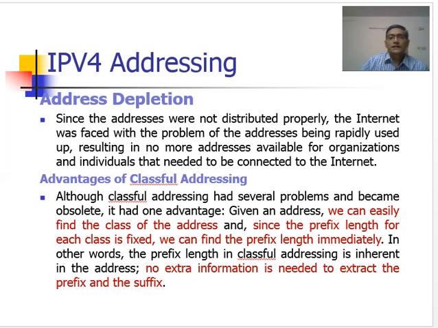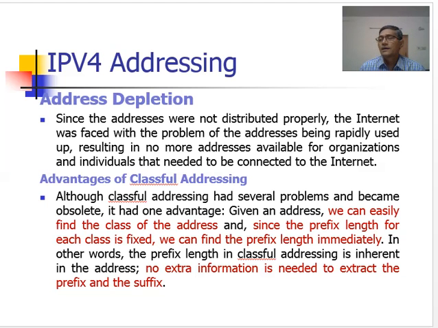Now, when the internet was initially started, many organizations rapidly requested addresses, and the address distribution was not proper. So the addresses were exhausted. Many organizations requested, and the distribution was improper. So when a new organization requires an IP address, it was not available. This we call address depletion. No more addresses are available for organizations. So we need to avoid this address depletion problem.